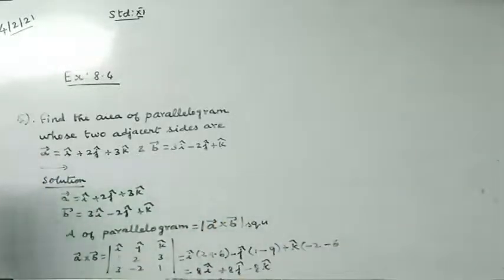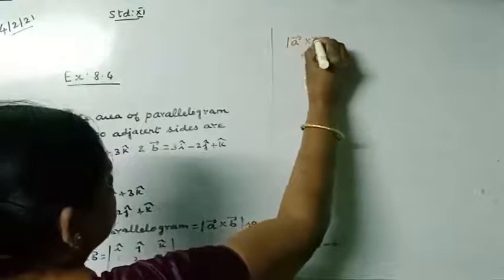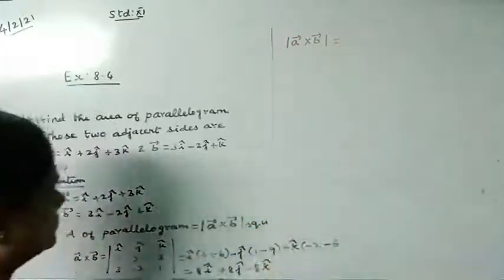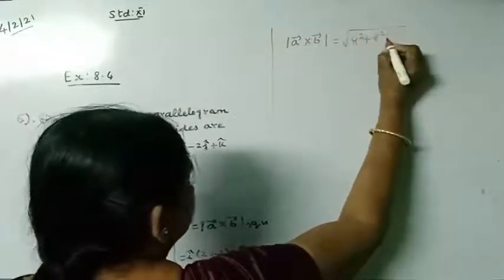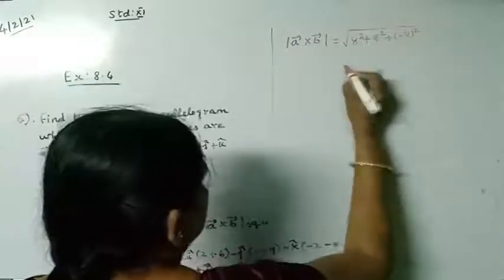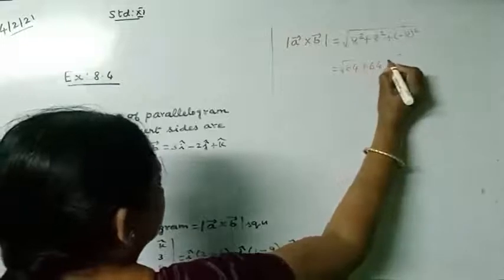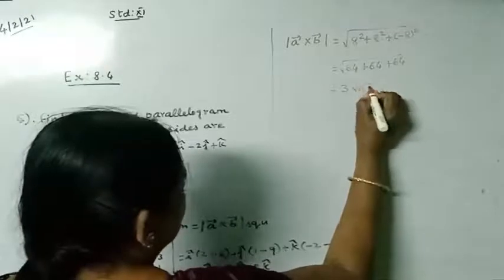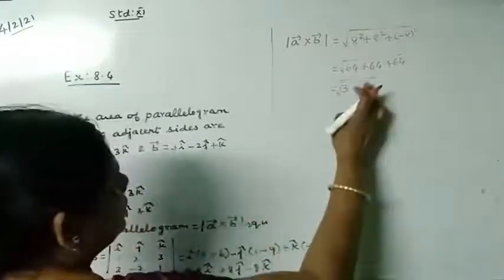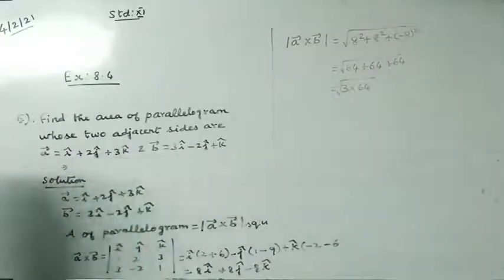So modulus of A vector cross B vector is equal to, take the square root of 8 square plus 8 square plus minus 8 the whole square. So which is equal to 64 plus 64 plus 64. So I can write 3 times 64, square root of 3 times 64. I can write like this.